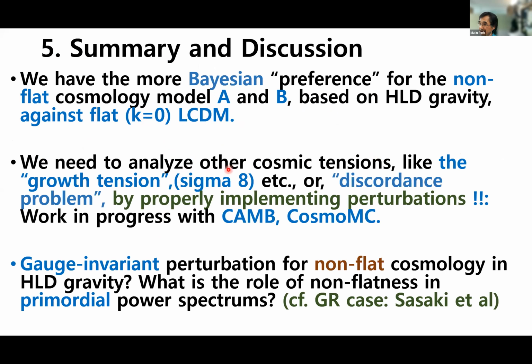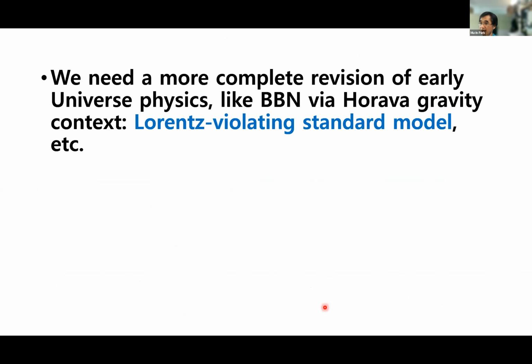But we need to analyze other cosmic tensions like the growth tension or sigma 8 tension or discordance problem by properly implementing perturbation. So this is work in progress using CAMB or CosmoMC. On the perturbation side, gauge invariant perturbation for non-flat cosmology is quite important. So the question is, what is the role of non-flatness in the primordial power spectrum? This is an important open question. On the physical side, we need a more complete revision of all early universe physics like BBN, because Lorentz violation is essential. So we might consider a Lorentz violating standard model in the early universe, something like that. Okay, thank you.